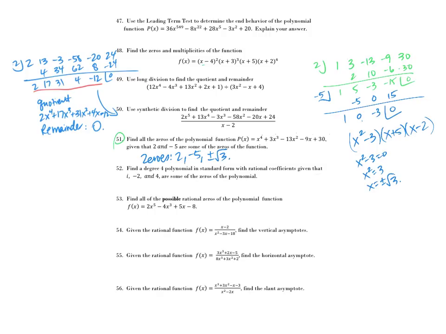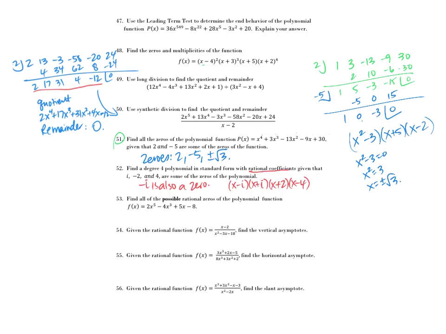Find a degree 4 polynomial in standard form with rational coefficients given that i, negative 2, and 4 are some of the zeros of the polynomial. Okay, so if I know that i is a 0, and I know that it has rational coefficients, I know that negative i is also a 0. So I can write it all out. So I have x minus i, x plus i, x plus 2, and x minus 4. So that one should work.